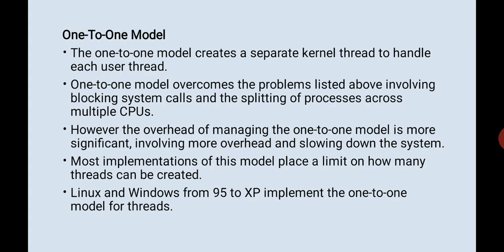Okay, then we come to one to one. One to one means one separate kernel thread to handle each user thread. So one user, one kernel. This overcomes the problems listed above, involving blocking system calls and splitting the process across multiple CPUs. However, there is an overhead of managing the one to one model, right? The overhead is more, slowing down the system. So most implementations of this model place a limit on how many threads can be created. Linux and Windows from 95 to XP implement the one-to-one model for threads.